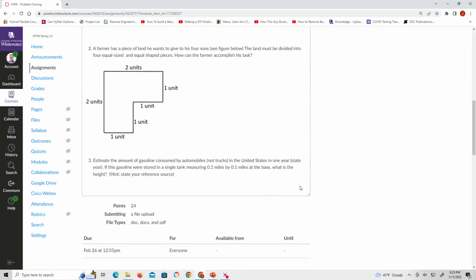This last problem is one where you'll have to make some assumptions. It is to find how tall a gasoline tank would need to be to hold a year's supply of gasoline that the U.S. would consume. So you have to look up your source, state what year you're using, and all of that. It's for cars, not trucks. What type of gas and how much gas would be used is what you're going to have to find out, and state your source.